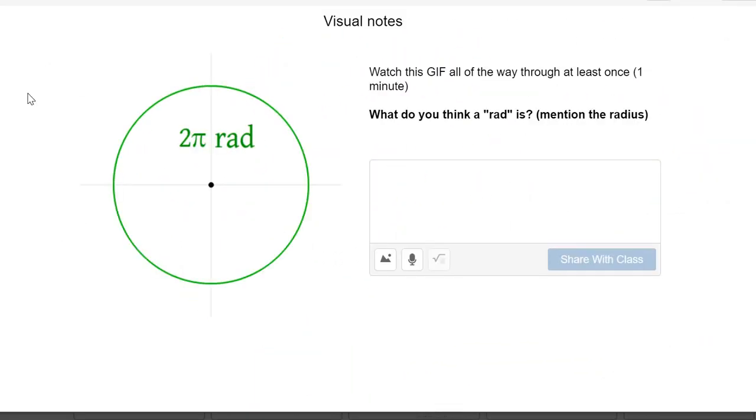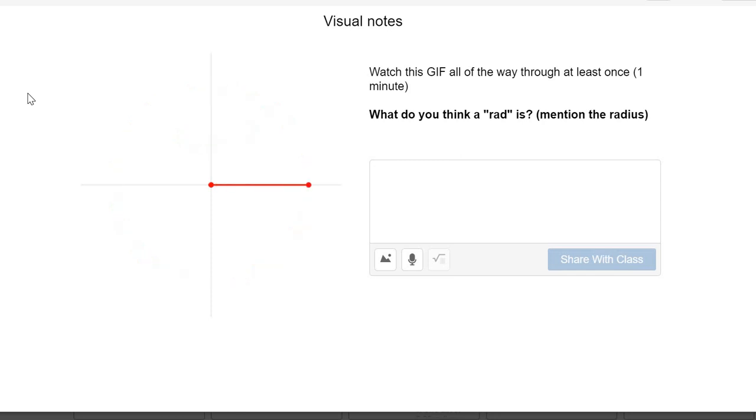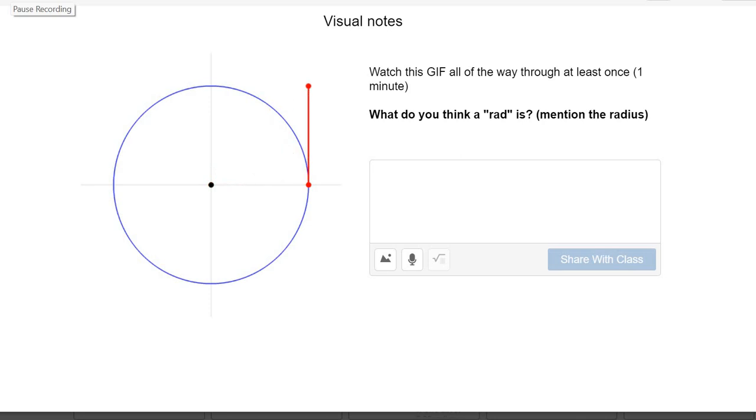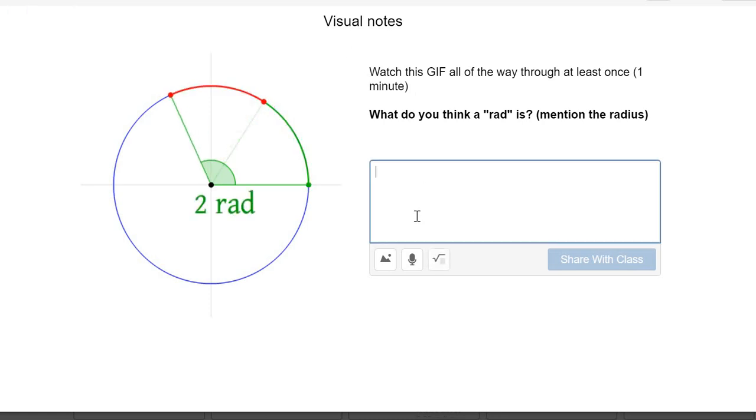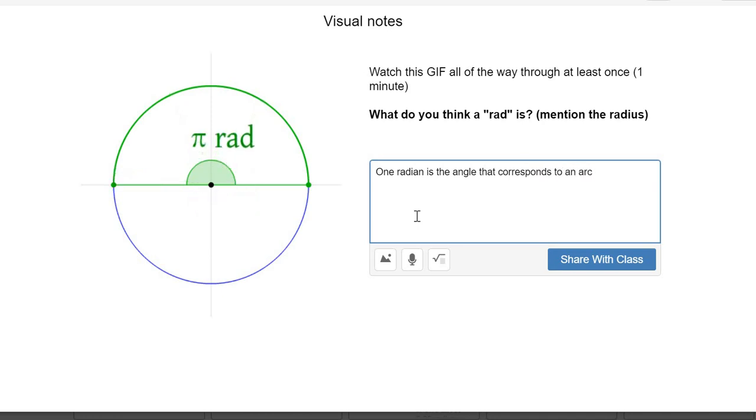Just going to watch that corresponds to an arc length equal to the radius. The radius wraps around the circle about 6.28 times, which is 2 pi. Here it's gone around pi times. Here it's gone around 2 pi times.